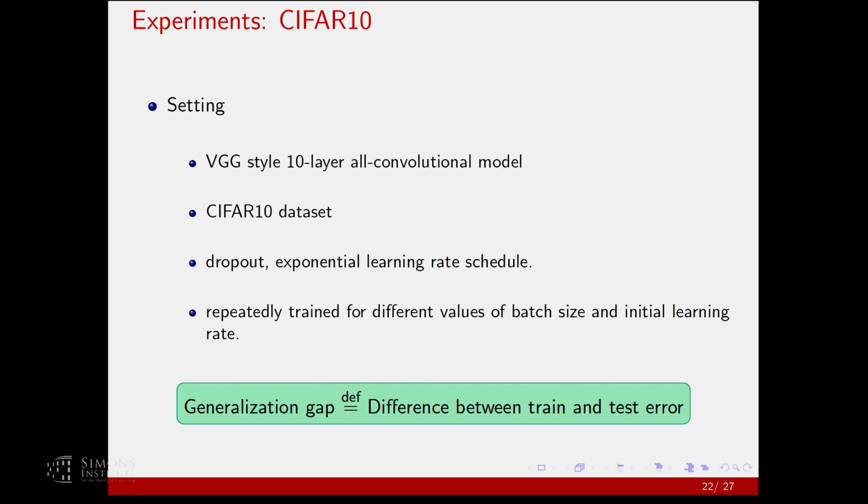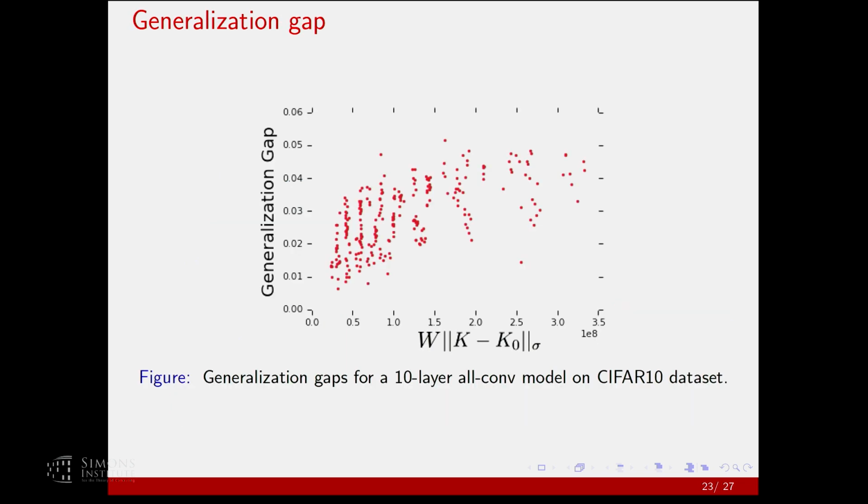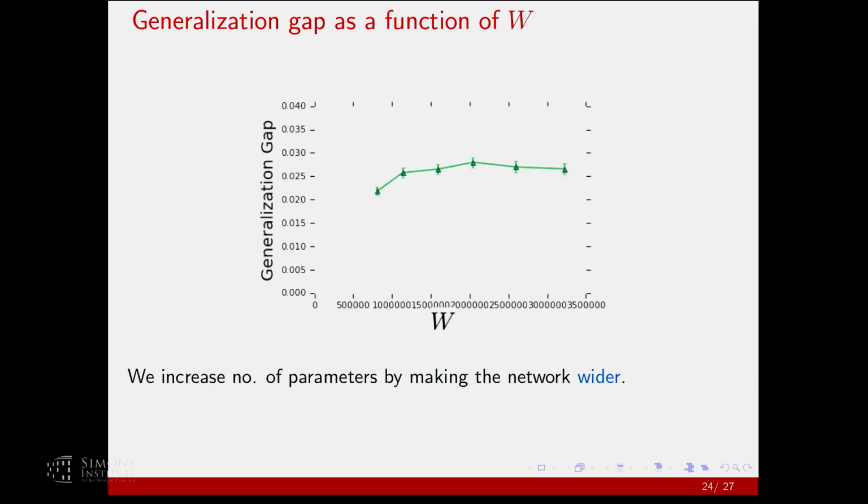And I'm going to refer to generalization gap many times for the rest of the slides. So just a reminder, generalization gap is what we mean by the difference between train and test error. So let's take a look. Here is generalization gap as a function of total number of parameters times distance to initialization. Each of these dots is the generalization gap for one of the networks that we trained. And we can see the correlation between this value that we are proposing and the generalization gap itself.